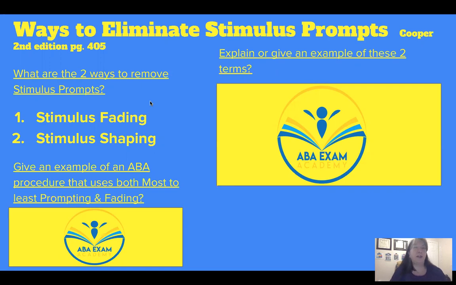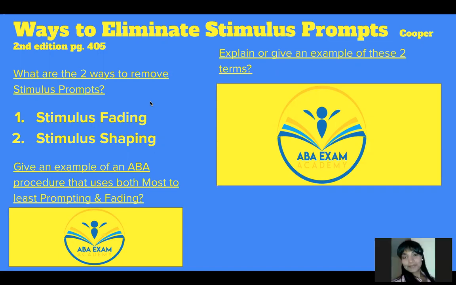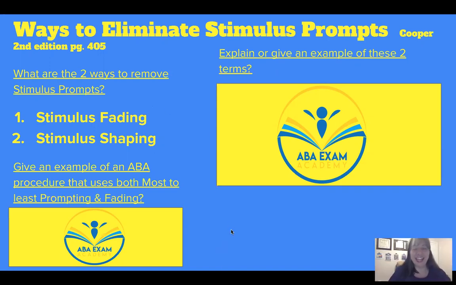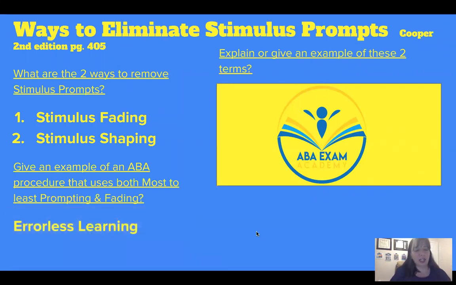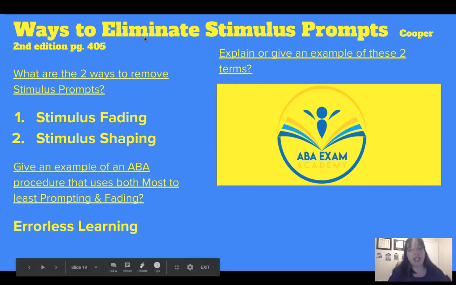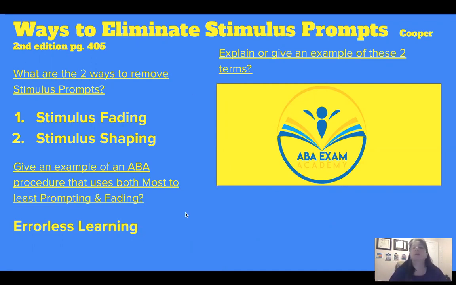We talked about it before. That's just a hint. It starts with an E. Errorless learning. Yes, errorless learning. That is basically the reason I put it in there, so I can give you guys a hint. So, errorless learning uses a lot of prompting. We're giving that most to least prompting, and then little by little, we're going to fade all of that out. All right, so that is a perfect example of how we can eliminate stimulus prompts or response prompts, both.